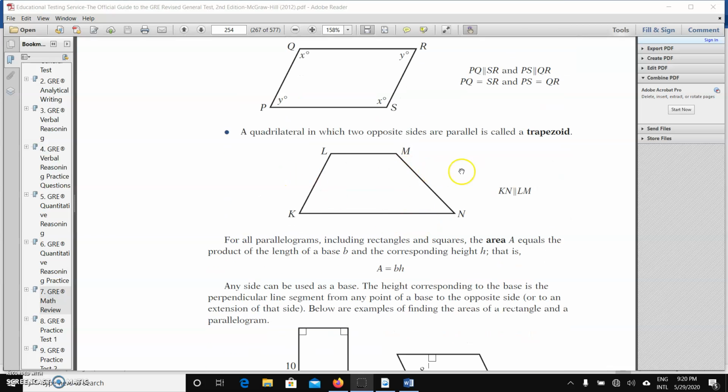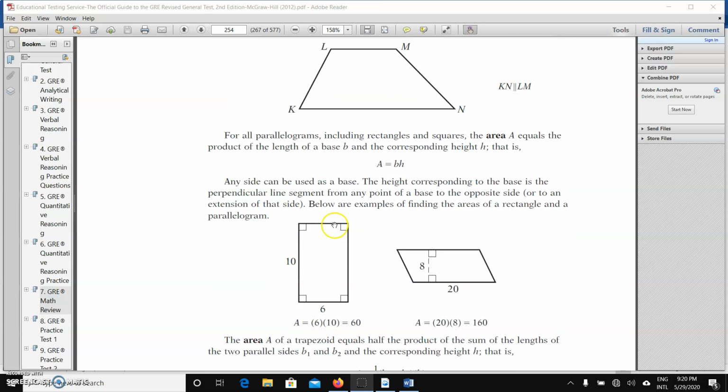This is another shape, the trapezoid. Here, KN is parallel to LM. So I'm talking about parallel. It's parallel to this. I talked about parallelism the other time. And now this is the business.